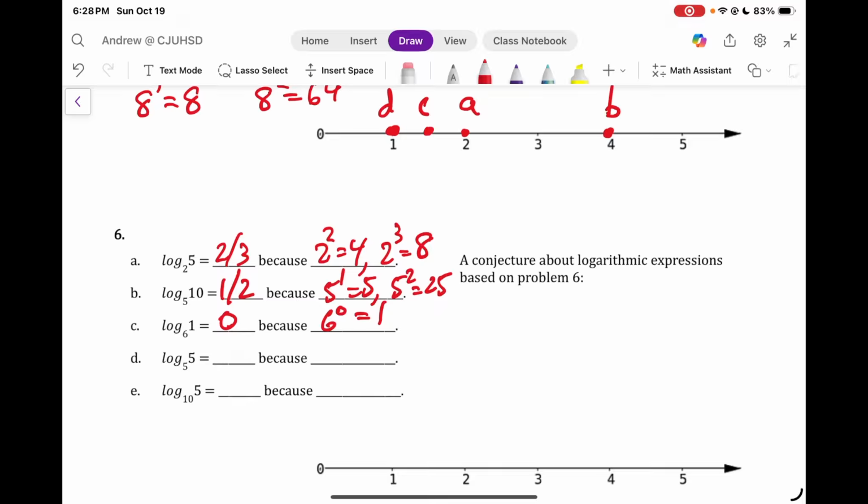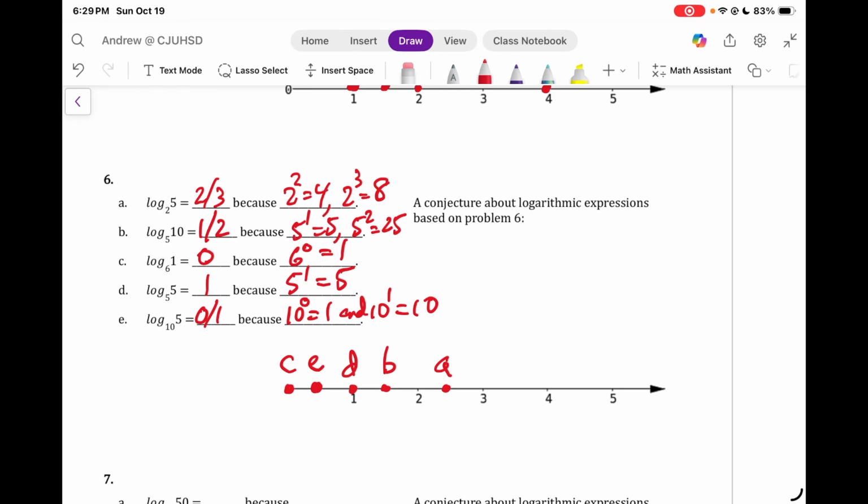5 to what power is 5? That's a 1. That's a piece of cake. We already did that before. And 10 to what power is 5? That's between 0 and 1, because 10 to the 0 is 1, and 10 to the 1 is 10, and 5 is between 1 and 10. You can use estimation to guess the value.